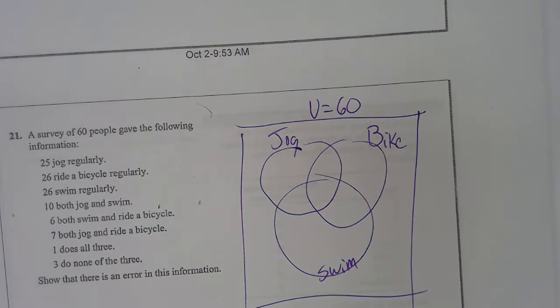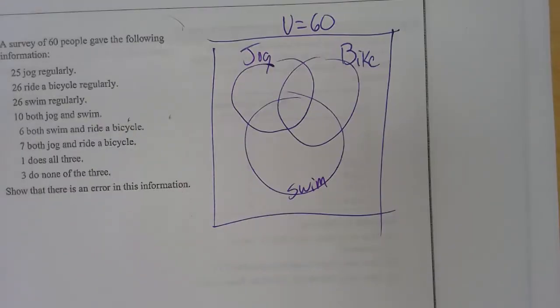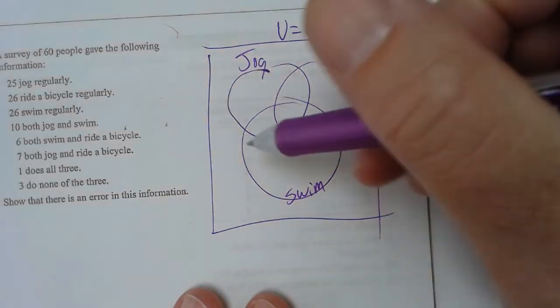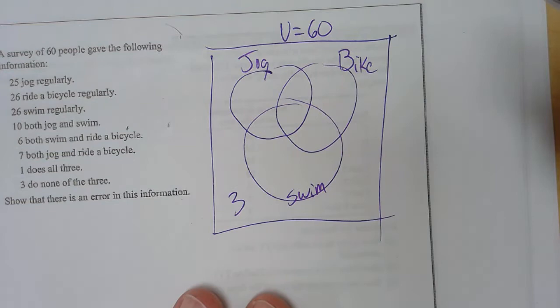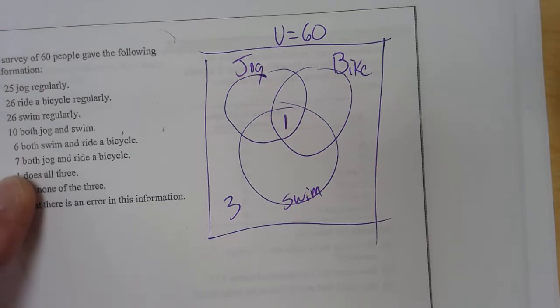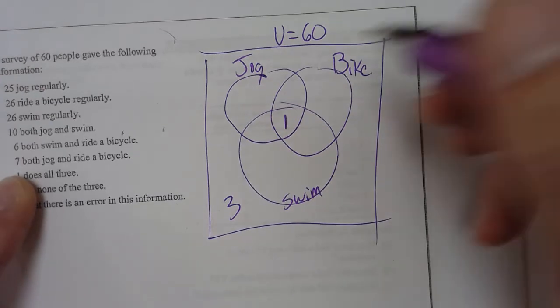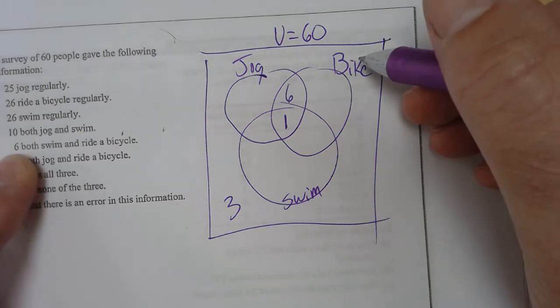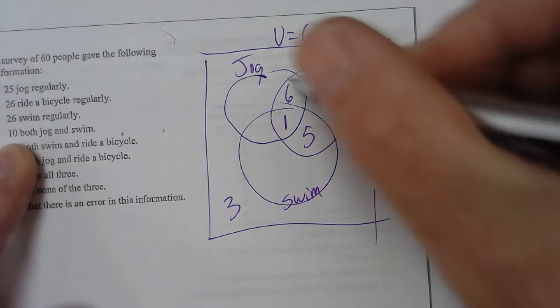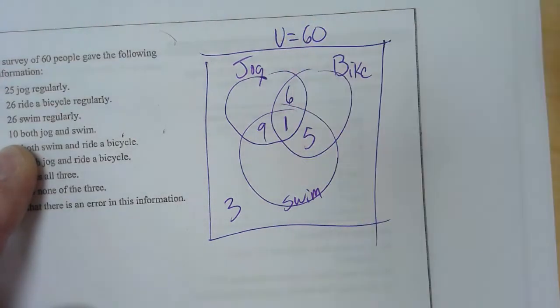And then we go through and make sure, well, it says, is there an error here? Oh, then we're trying to show the error. That's right, trying to show the error here. So go through it backwards. So there'd be 3 in here. It says 1 does all of them. And then the next piece of information is 7. So that means I'm going to put 6 right here. And then there's 6, do both. So I got to put a 5 right here. And 10, jog and swim, which means I'm going to put a 9 right there.